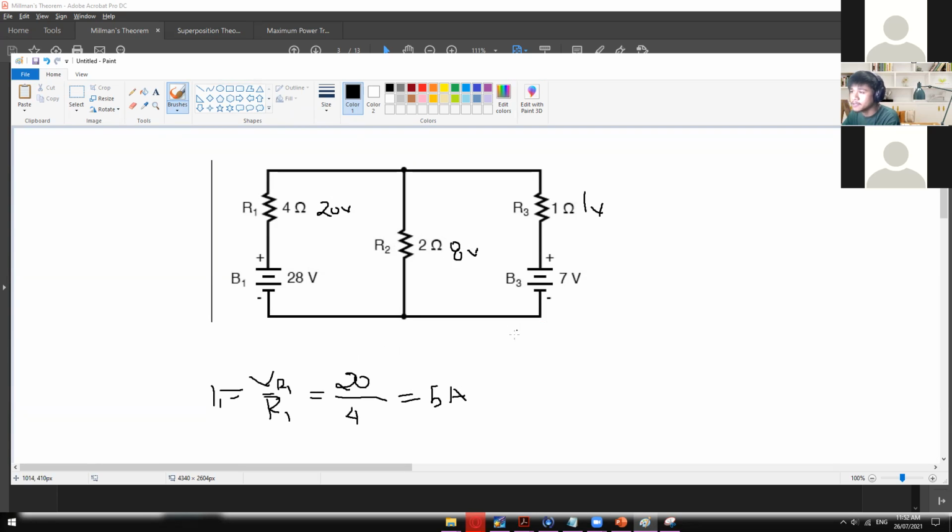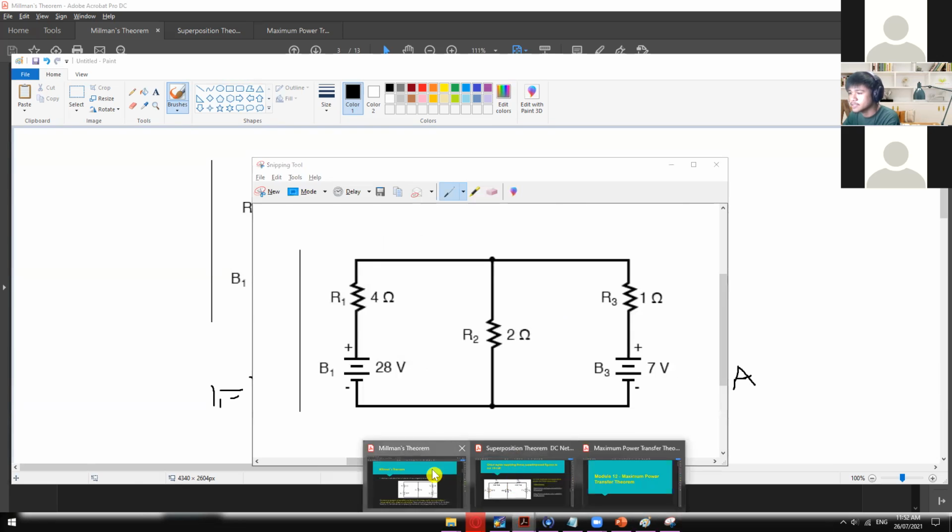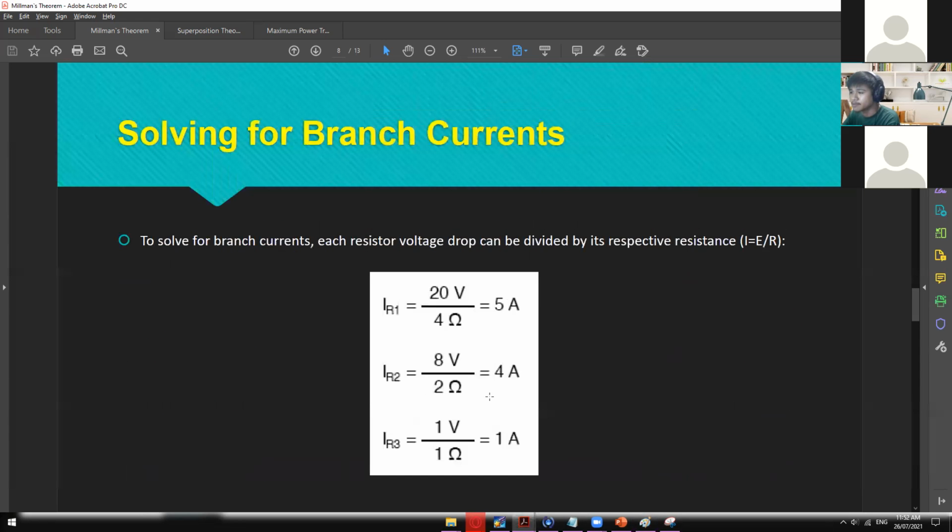So for the R2, so it's 8 divided by 2. Diretsuin ko na, which is 4 ampere. And then in here, we have 1 divided by 1 is equal to 1 ampere. Okay. So 5 amps, 4 amps, and then 1 amp, which is the same with our computed value. So 5, 4, and then 1. So are you guys able to follow on how did we get those values on IR1, IR2, and IR3.